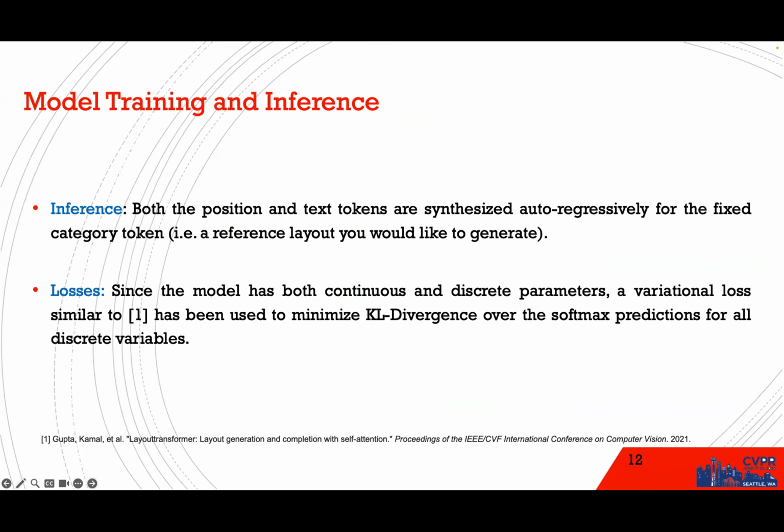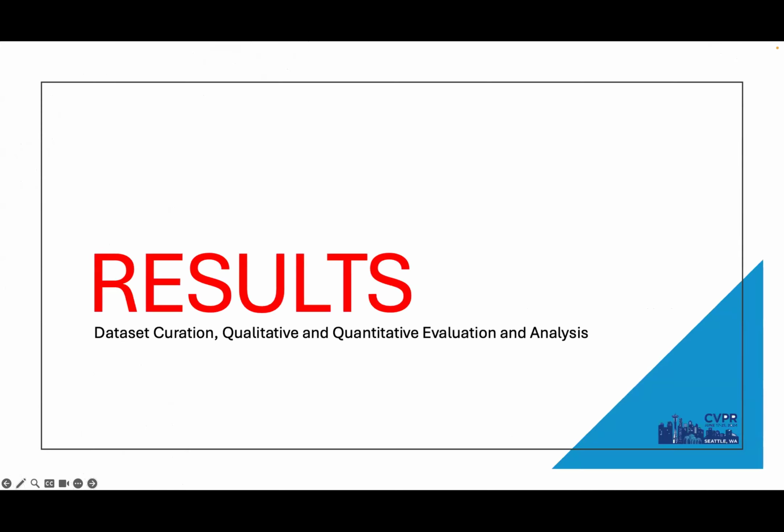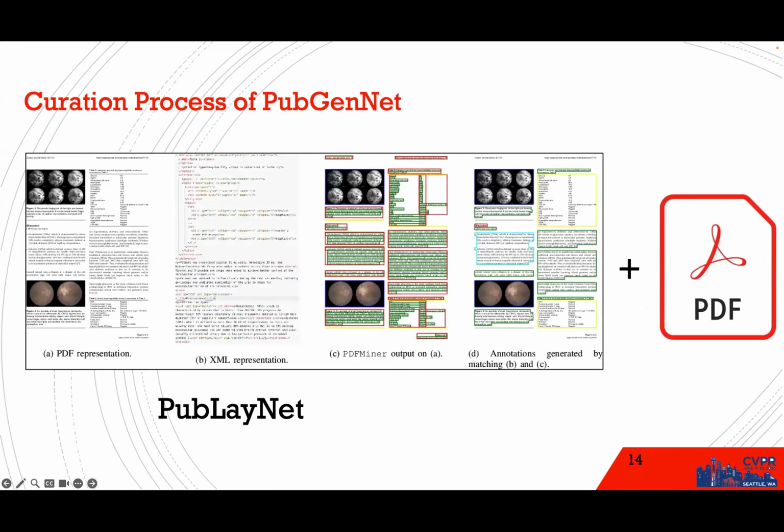During training and inference, this is just what you would classically expect from a decoder-only model. The one interesting thing is that we follow the approach of the layout transformer and use the KL divergence. We found that this particularly helped with some of the smaller datasets where overfitting and overconfidence might have been an issue. So to jump right into our results, we built an additional dataset.